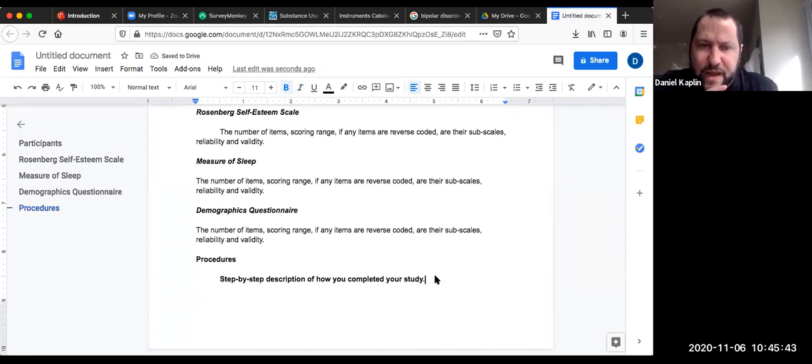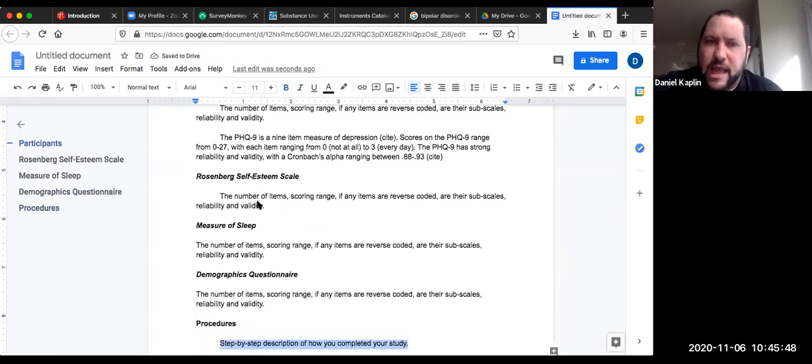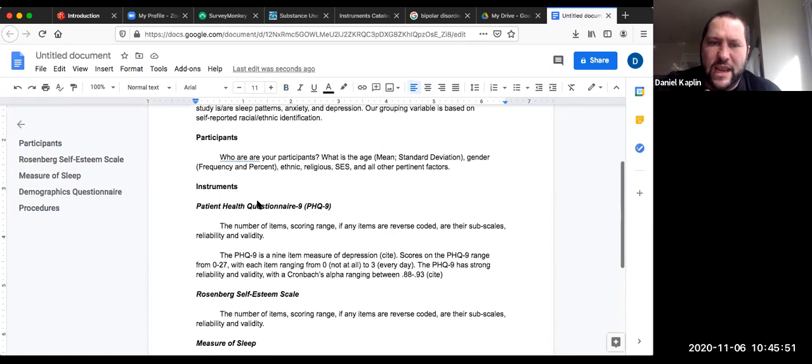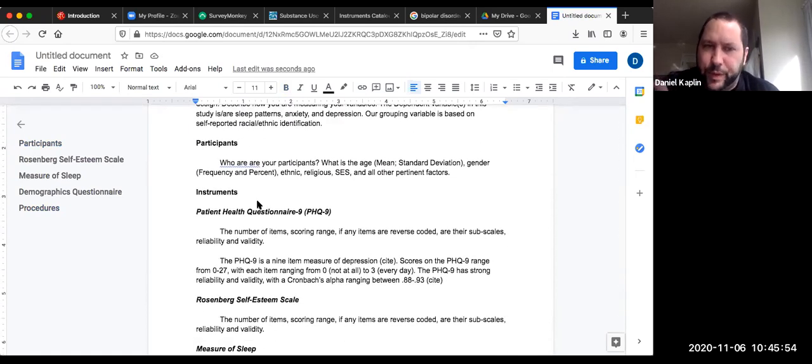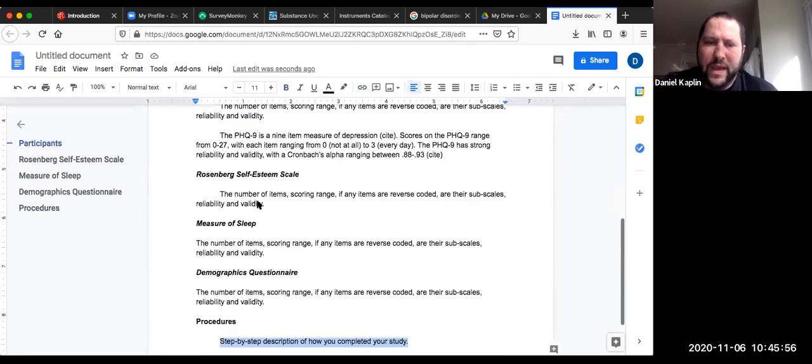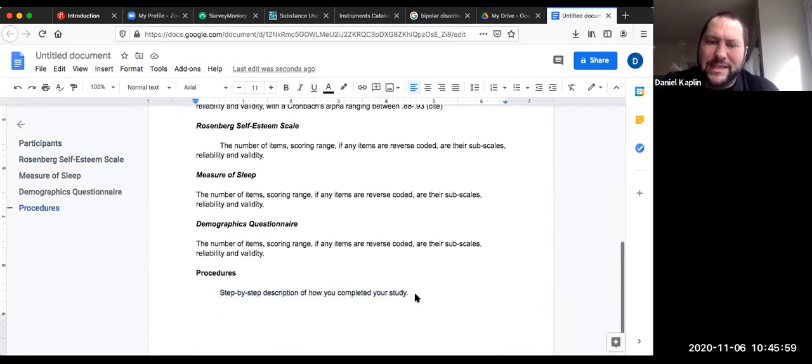So in this context, by the way, I'm going to unbold this because I'm trying to teach you levels of heading while I'm doing it. Anything that's not bolded shouldn't be bolded in your method section. So it's a step-by-step description of how you completed your study. And before I go into what it looks like in your paper, it makes sense to give an analogy. The best analogy I can give you is it's very similar to a recipe.